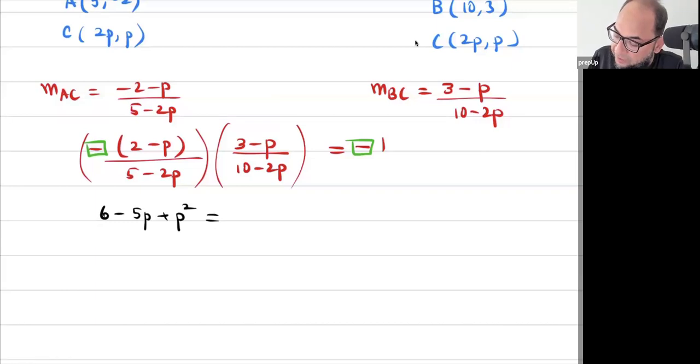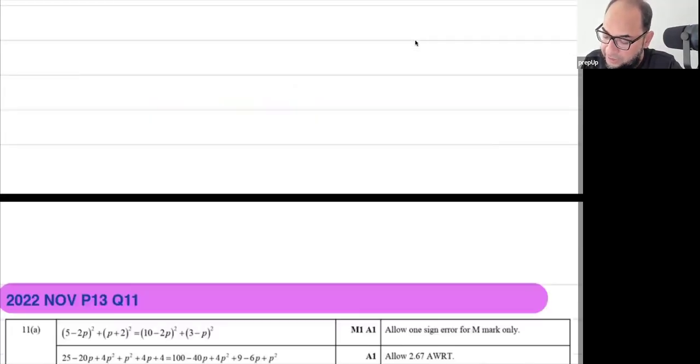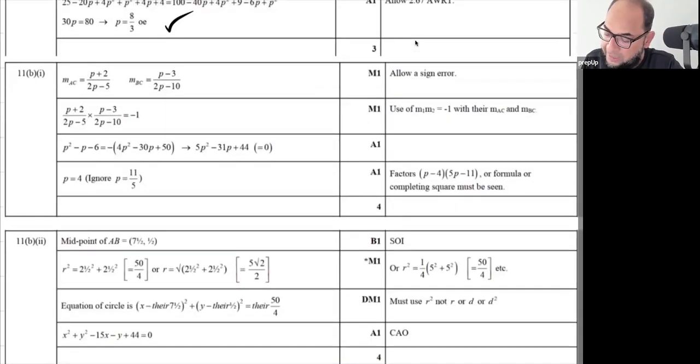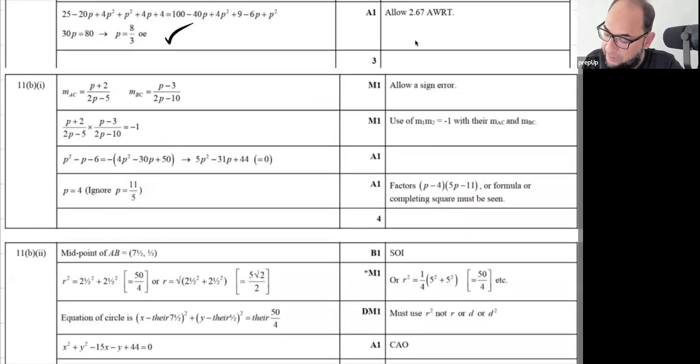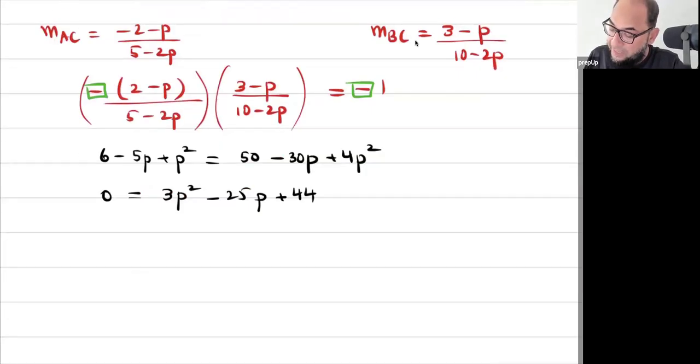This is equal to 5 into 10 is 50, 5 into 2 that's 10, and 20, negative 30p plus 4p square. So let me write a 0 over here. This is 3p square, negative 30 plus 5, negative 25p, and 50 minus 6, that is 44, equals 0. So 3p square minus p minus 6, and 5p square minus 31p plus 44. 5p square minus 31p.